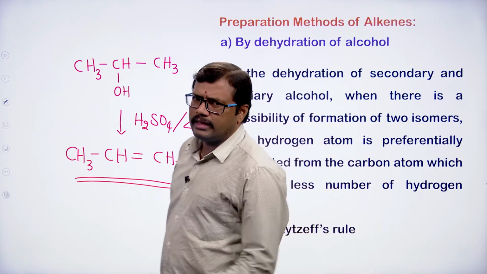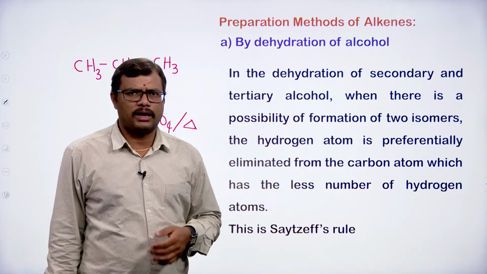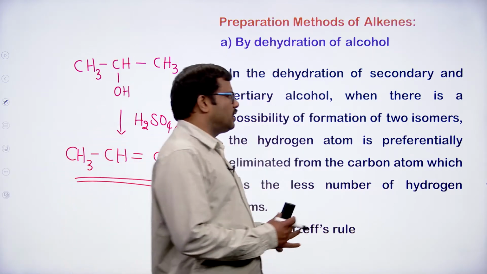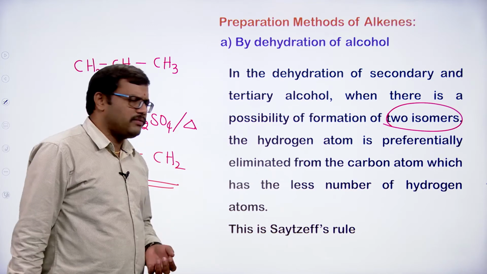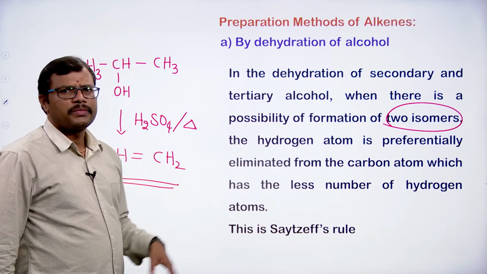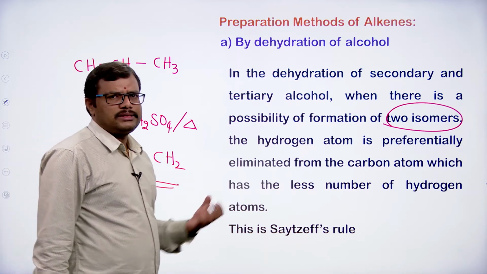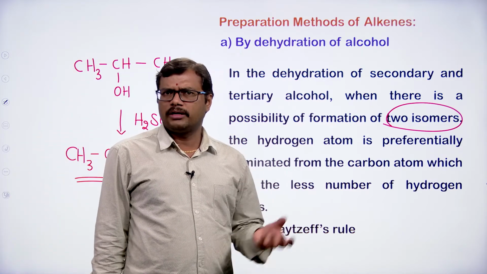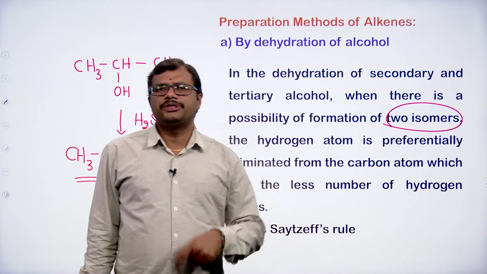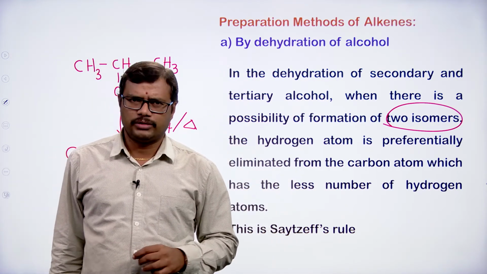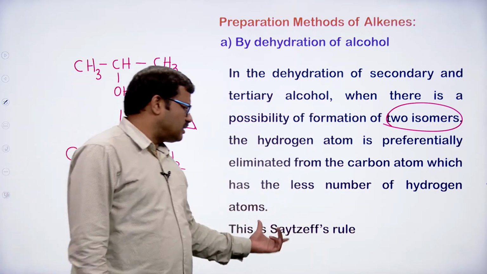But of course, in the case of secondary and tertiary alcohols, when we have 4 carbons or more than 4 carbon atoms, the formation of 2 isomers will come into picture, and because of the formation of the 2 isomers, different products are possible. In that case, the major product will be that product in which the hydrogen is lost from the carbon atom which is having the least number of hydrogen atoms. If you see an example, you will come to know exactly what this rule is.